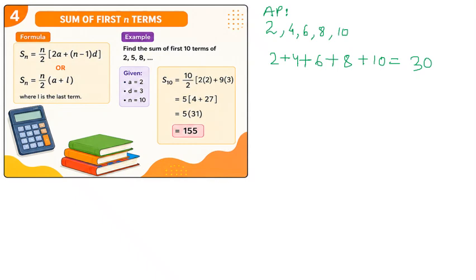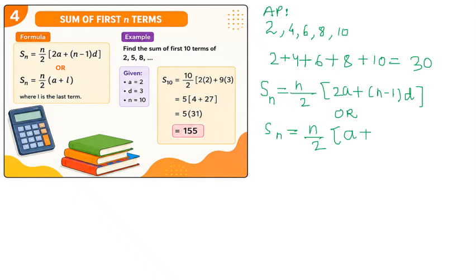Now we will be learning the formula by which, without adding, we can find the sum of any number of terms given in an AP. So the formula is: sum of n terms is equal to n by 2 into 2a plus n minus 1 into d. When the number of terms, first term, and common difference are known, we can use this formula. Or you can use another formula also, which is: sum of n terms is equal to n by 2 into first term plus last term. When the number of terms, first term, and last term are known, you can use this formula.